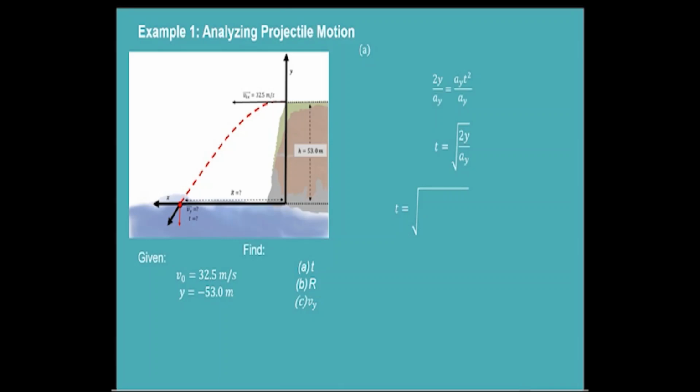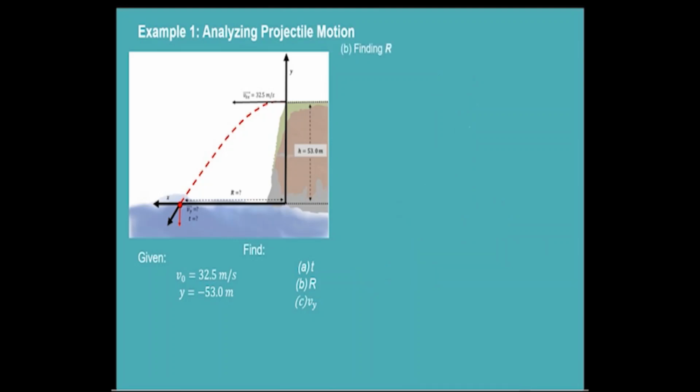t is equal to the square root of 2 times negative 53.0 meters all over negative 9.8 meters per second squared. And the time is equal to 3.29 seconds. Thus, Mark stays in the air for 3.29 seconds before hitting the surface of the sea water.